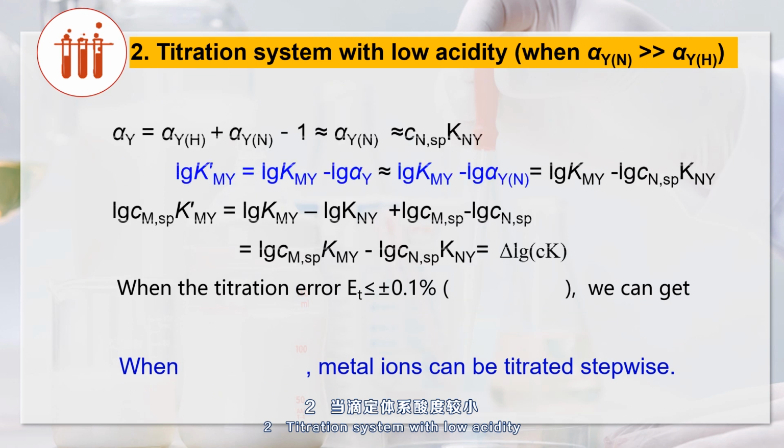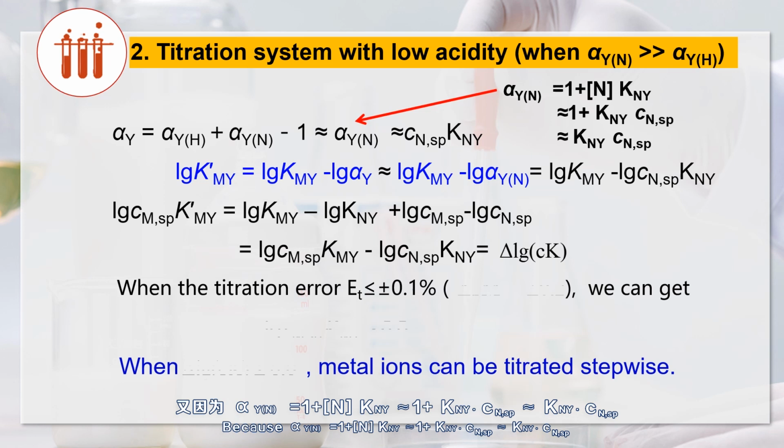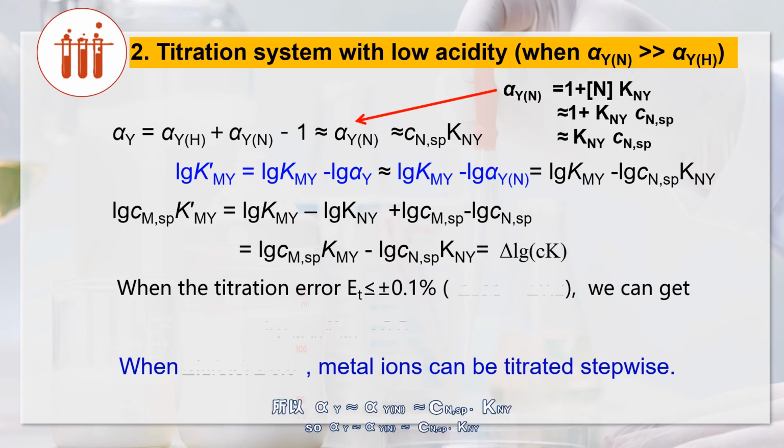Titration system with low acidity. If alpha Y(N) is more than alpha Y(H), then alpha Y is equal to alpha Y(H) plus alpha Y(N) minus 1, approximately equal to alpha Y(N). Because alpha Y(N) equals 1 plus K(NY) C(N), approximately K(NY) C(N)sp. So alpha Y is approximately alpha Y(N), approximately C(N)sp K(NY).